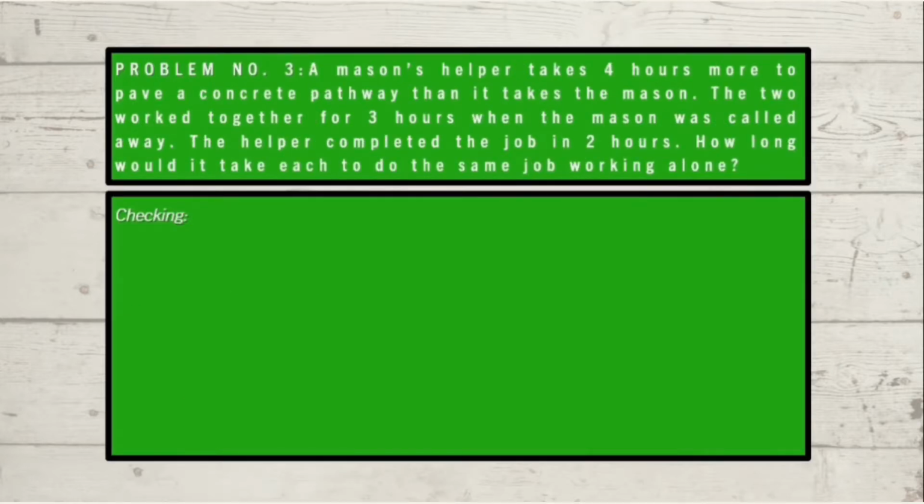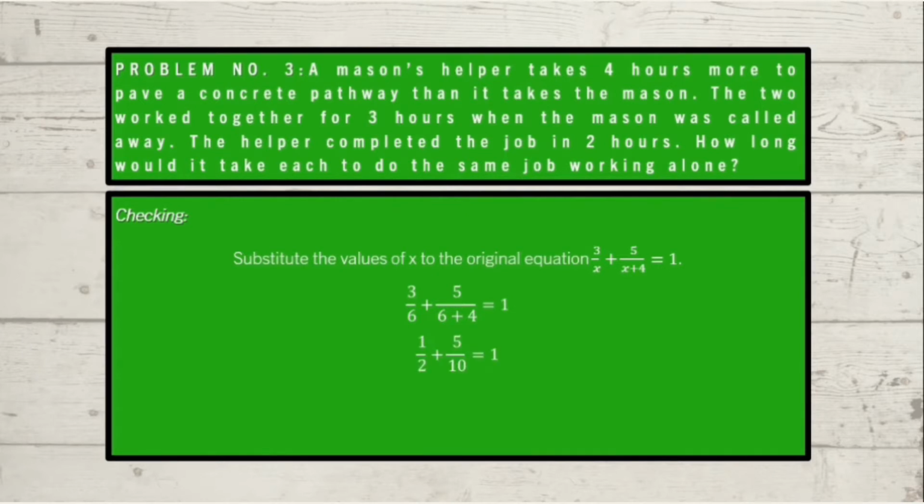Now, let us proceed. To check our solution, let us substitute our solution to the original equation. We have now 3 over 6 plus 5 over 6 plus 4 is equal to 1. Then, simplify the left side of the equation. 1 half plus 5 over 10 is equal to 1. Then, 1 half plus 1 half is equal to 1 until we get 1 is equal to 1.